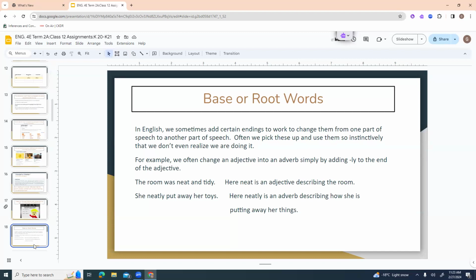So, the room was neat and tidy. Here the word neat is an adjective and it's describing the noun room. She neatly put away her toys. Here, neatly is an adverb, and it's describing how the girl is putting away her things.